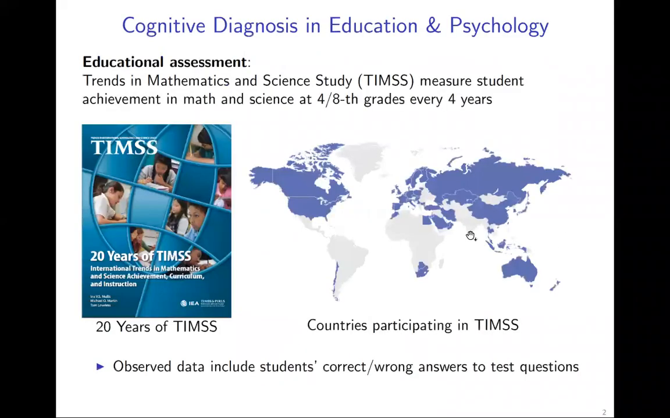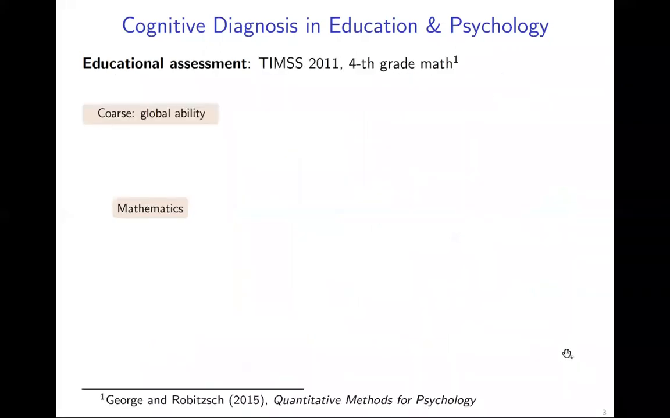First, I want to start with a real-world application to motivate the models. The Trends in Mathematics and Science Study, or TIMSS for short, is an international educational assessment measuring students' achievement in math and science. TIMSS has been held every 4 years since 1995 and covers many countries around the world. Basically, the data we have available from TIMSS include students' correct and wrong answers to a set of test questions.